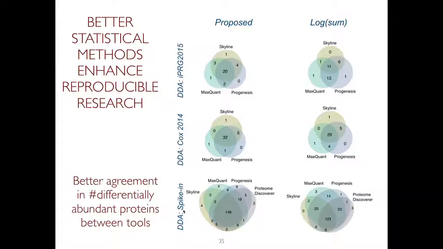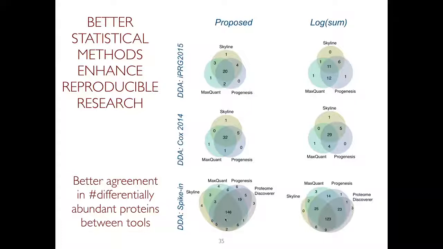So here we look at the number of differentially abundant proteins detected among true changes. And we know that they're true changes because it's a spike-in experiment, right? And so we see that if we only take the sum and then the log, the agreement between Skyline, MaxQuant, and Progenesis is 11. It went up to 20 if we take care of these things, right? And across the board, right? So here it went to 32 from 29. Here we also had Proteome Discoverer. It also went from 123 to 146.